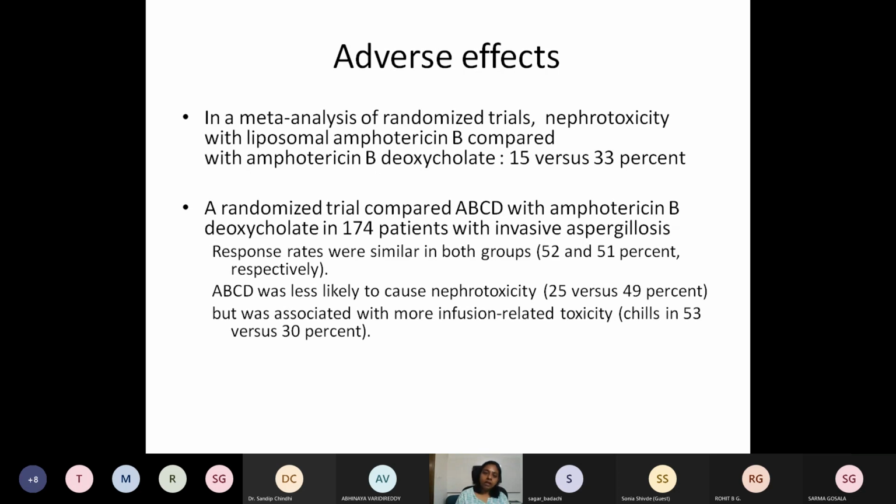So when we say that lipid complexes have fewer side effects, it doesn't mean they do not have side effects at all. In a meta-analysis of randomized trials, they found that nephrotoxicity with liposomal amphotericin was about 15% compared to conventional, which was about 33%. And with amphotericin B lipid complex, the ABCD, they found that the response rate was similar to conventional amphotericin, but nephrotoxicity was 25% versus 49% with conventional amphotericin. However, it had a higher rate of infusion-related toxicity with ABCD.